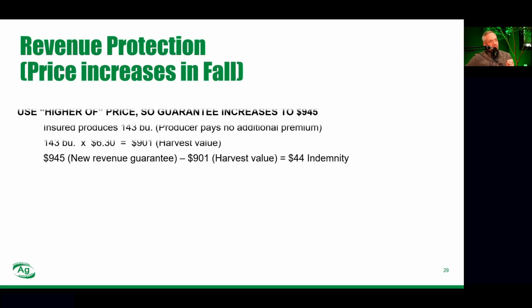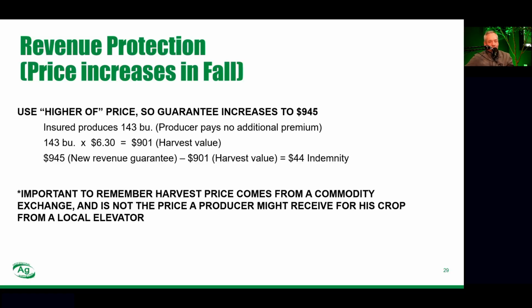If my slides got a little bit there. So if I harvested those 143 bushels, the same as we did before, we're going to multiply those bushels times our harvest price to determine our harvest value, in this case, $901. Well, if our new guarantee is $945 and I only combine $901, obviously I have a claim in the tune of $44 per acre. Okay. Again, these prices are strictly coming from the Board of Trade average during February and October for corn and beans, not what you receive from your local elevator for your crop.